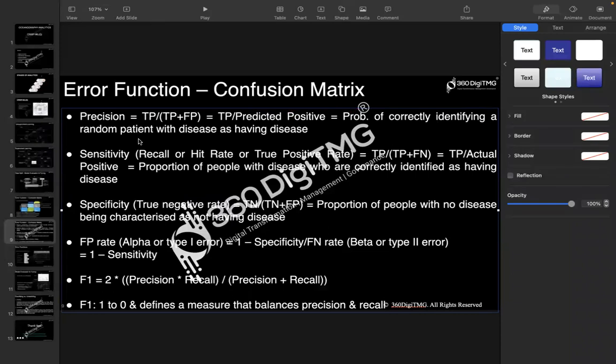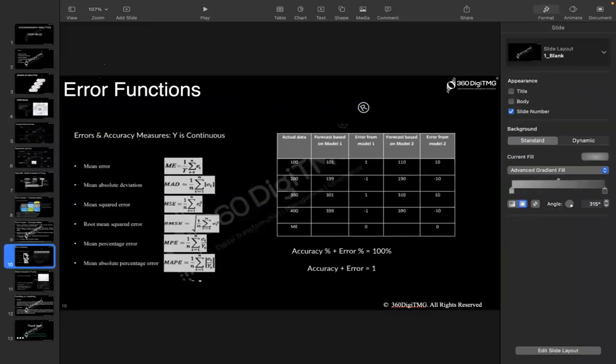Then we have an error function. Here we have an error function where accuracy is measured, where y is continuous data. Here are some of the formulas of the mean error.